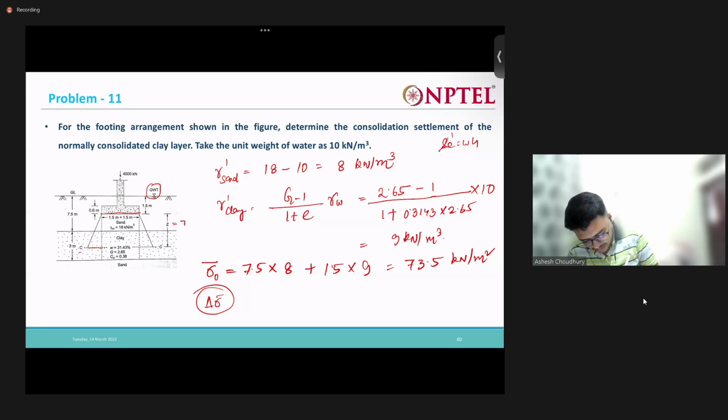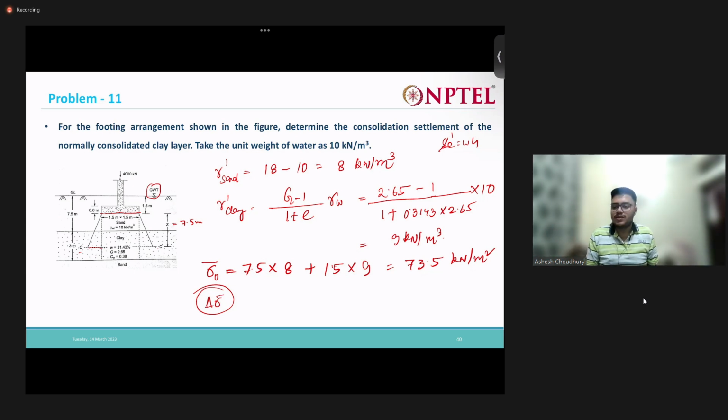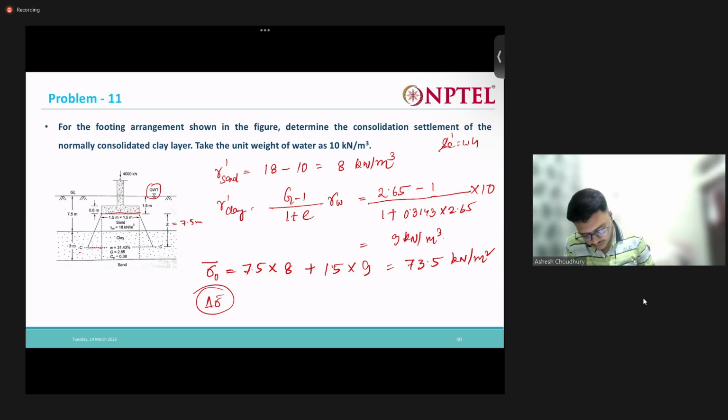It is 7.5 only. So my Z is 7.5 meters. Below 7.5 meters from the bottom of the footing, we need to find the pressure. How do we find this out? We will be using the simple trapezoidal rule, that is, we will assume that our stress is getting distributed at one vertical to two horizontal. Using that, we will find it out.